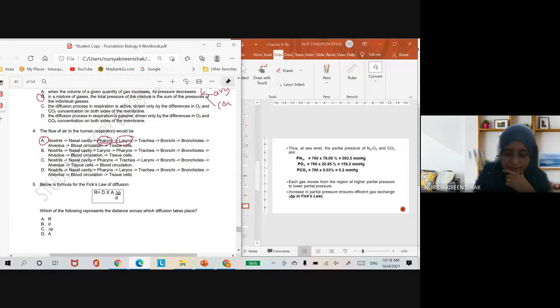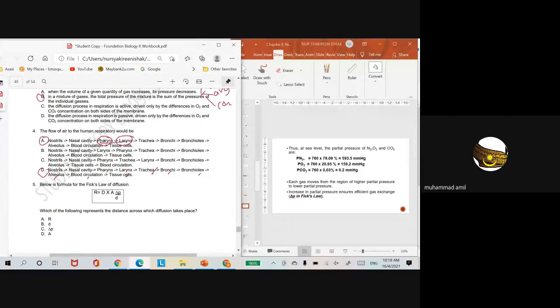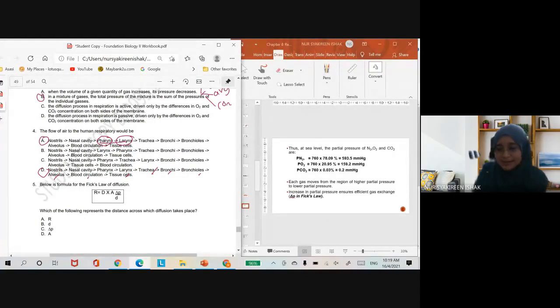Kalau kita tengok jawapan ni kan, untuk D ni macam sama je ke saya yang salah tengok? Just look through your answer for D. Nostril, nasal cavity, pharynx, larynx, trachea, bronchi, bronchioles, alveolus, blood circulation, tissue cell. Sama kan turutan dia? Sama dia. Okay, so answer dia boleh A ataupun D. Okay, sama.